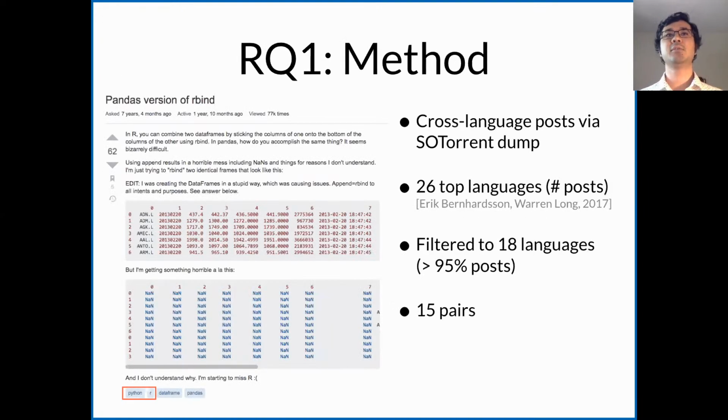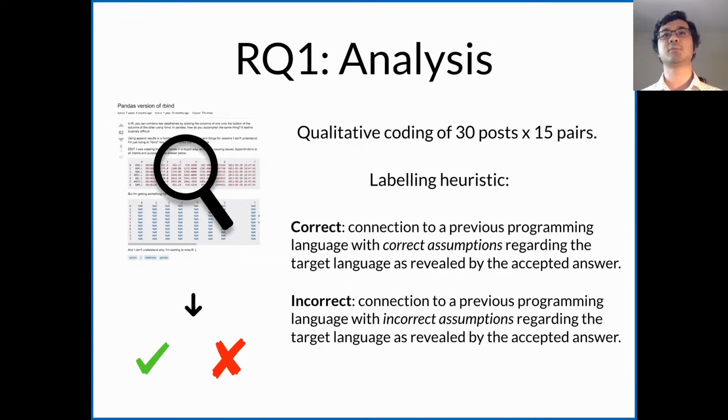And so our method was basically to look at cross-language posts, and we filtered our list of languages down to 18 different languages and 15 different pairs. We looked at posts like this one right here on the left. And what we did was qualitative coding of each one of these posts.